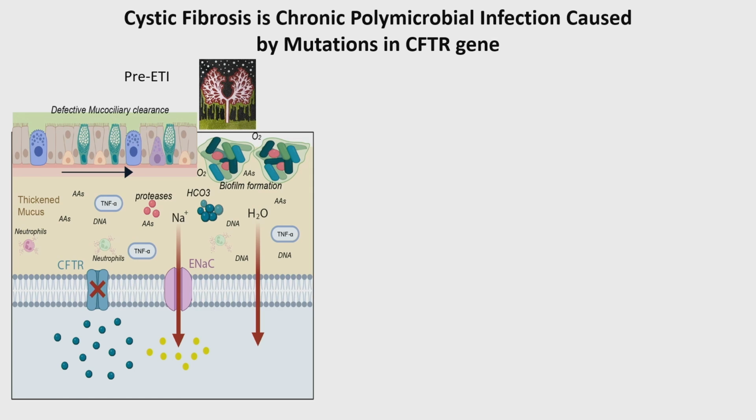In general, cystic fibrosis is an inherited genetic disease caused by a CFTR protein mutation, and this mutation causes defective mucociliary clearance in the airways, and also an abnormal accumulation of mucus in the airways. This accumulation of mucus is a rich microenvironment in the airways, full of amino acids, mucin, and DNA that create a unique microenvironment very favorable for pathogenic bacteria.